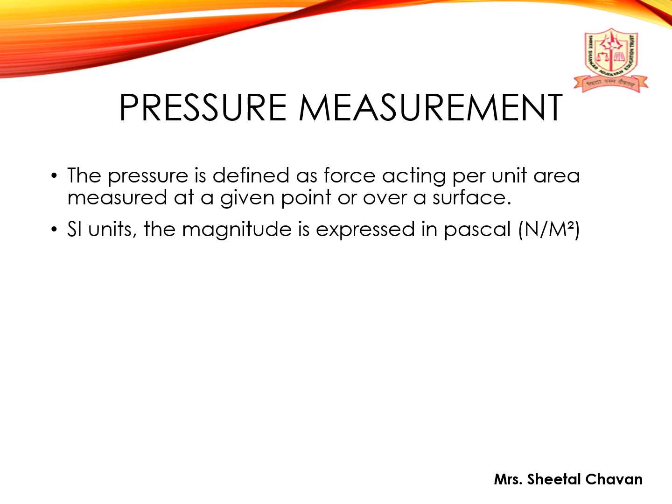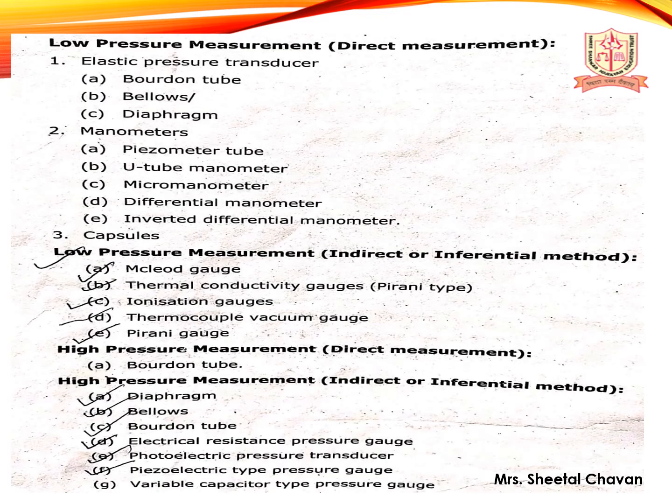Pressure is defined as the force acting per unit area, measured at a given point over a surface. The SI unit of pressure is expressed in Pascal, that is Newton per meter square. So let's see the classifications of pressure measurement.